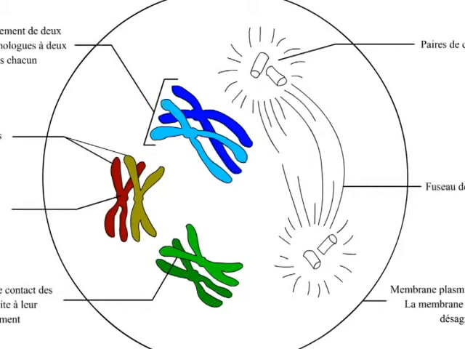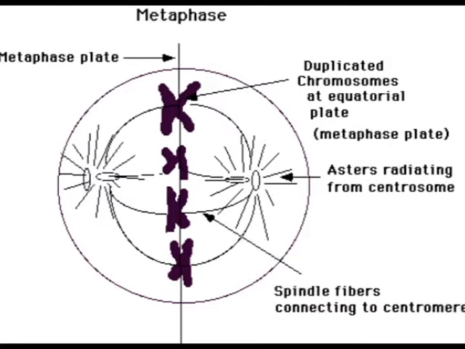And in this stage, the chromatin condenses into chromatids, and the spindle apparatus starts to form. After that is metaphase, which is the second phase of mitosis. It's also the shortest phase of mitosis.